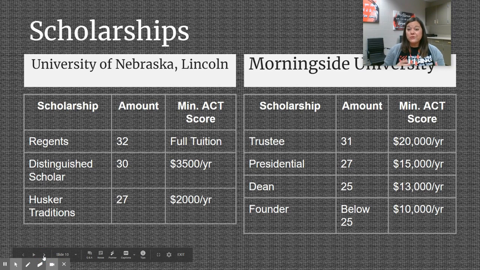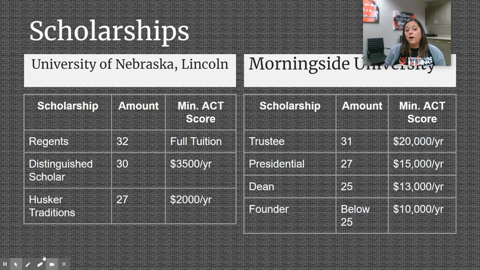In addition to class placement and admissions, colleges are going to use your ACT score to determine financial aid. Scholarships that are tied to your ACT score are called merit-based scholarships. Typically, the higher your ACT score, the more scholarships you're eligible to apply for, and the amount of those scholarships gets higher.